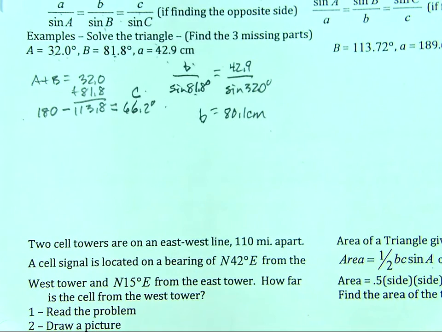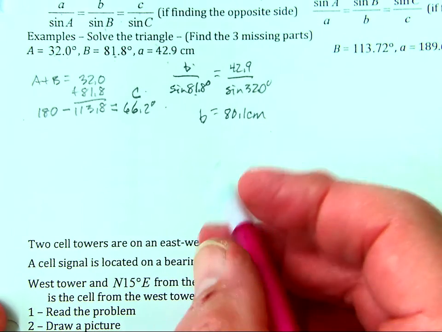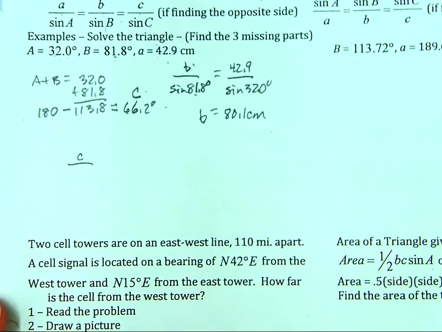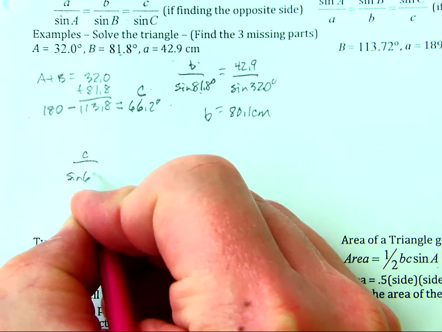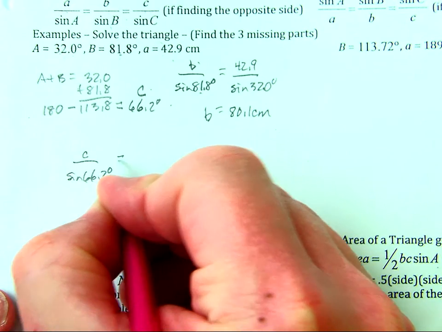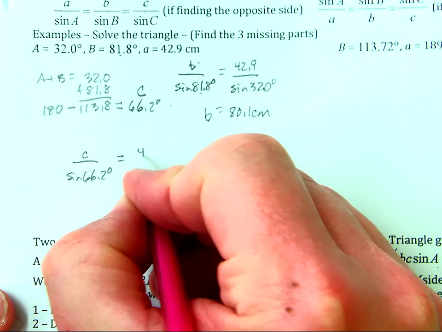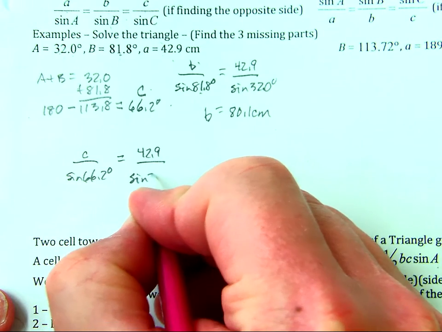Okay. Now we still need to find side C. Let's set up the law of sines again. We want to find side C, so let's put it on top. Angle C we said was 66.2, so on the bottom we put the sine of 66.2. Then the other side is the pair we know. Again, that's our A's. So side A was 42.9. Angle A, that's the sine of 32.0.